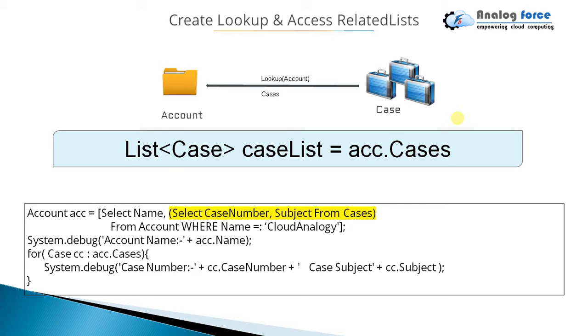In the debug, you can see that I am able to print the account name, acc.name, and to process that list I am using a for each loop. People with a Java background might easily understand it. For case cc, where cc is my variable name, colon acc.cases. So it is going to return me a list, and I'm going to iterate that list one by one.